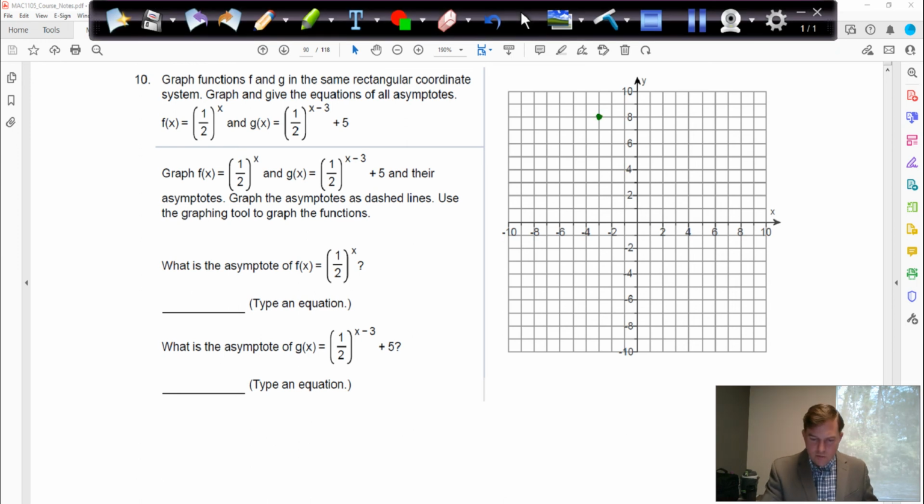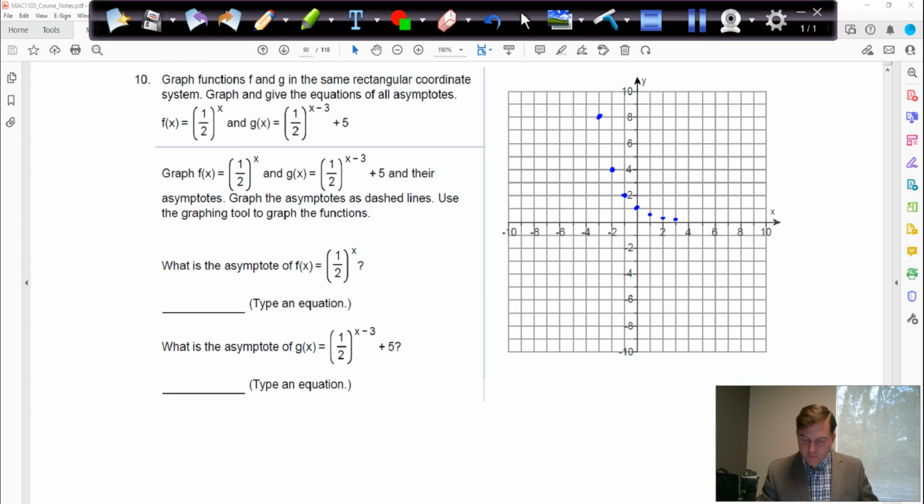Let me do blue for this. I like to do the parent functions in blue, and then we can do the transformed ones in green. So minus 3, 8 would be one number. Minus 2, 4. Minus 1, 2. 0 and 1. When x is 1, 1/2 to the 1 is 1/2. When x is 2, 1/2 squared is 1/4. When x is 3, 1/2 to the third is 1/8.